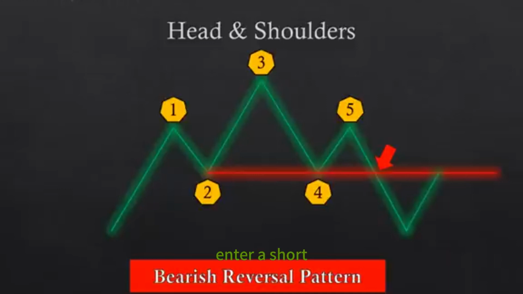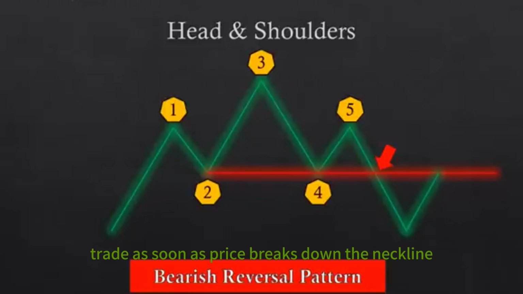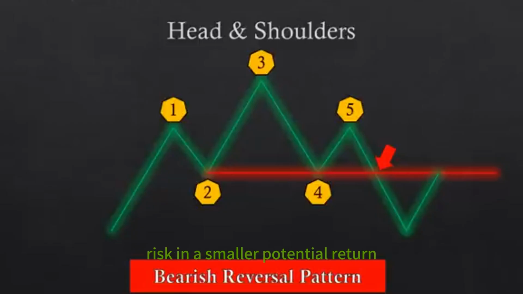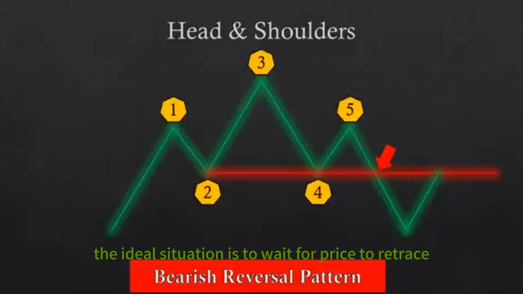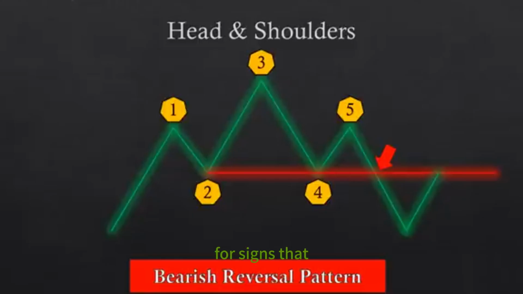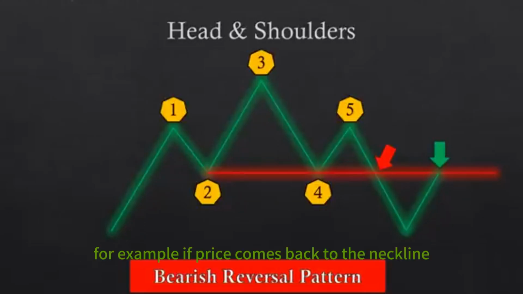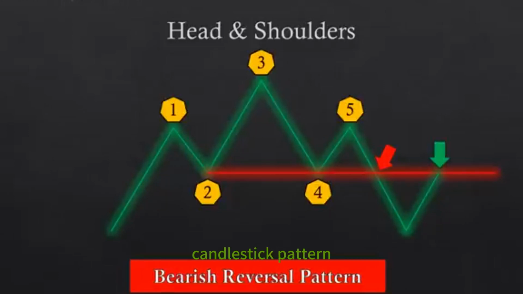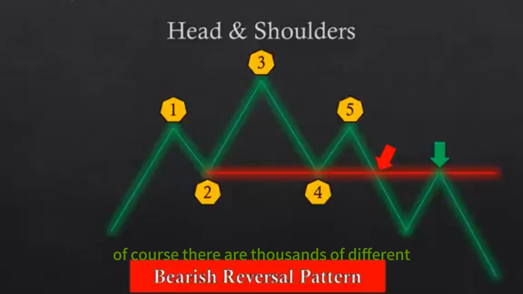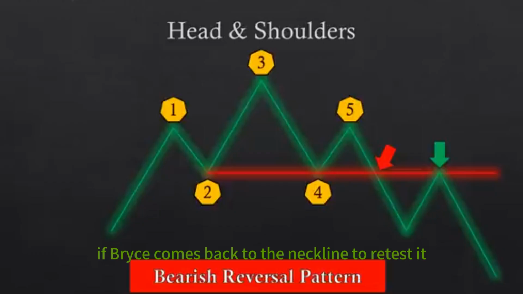Some people attempt to enter a short trade as soon as price breaks down the neckline, but the problem with that is that you might enter at a much less precise point, so you'll end up taking more risk and a smaller potential return. As I said, the ideal situation is to wait for price to retrace back up to the neckline, and as price reaches the neckline, it's also important to check for signs that price is indeed respecting the neckline as a resistance. For example, if price comes back to the neckline, and as it reaches it, price creates some sort of bearish reversal candlestick pattern, you can think about going short. This is just one example, of course. There are thousands of different things that can happen if price comes back to the neckline to retest it.